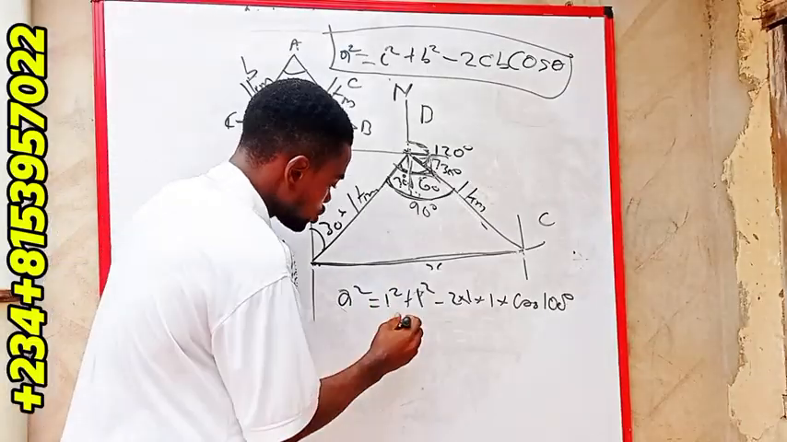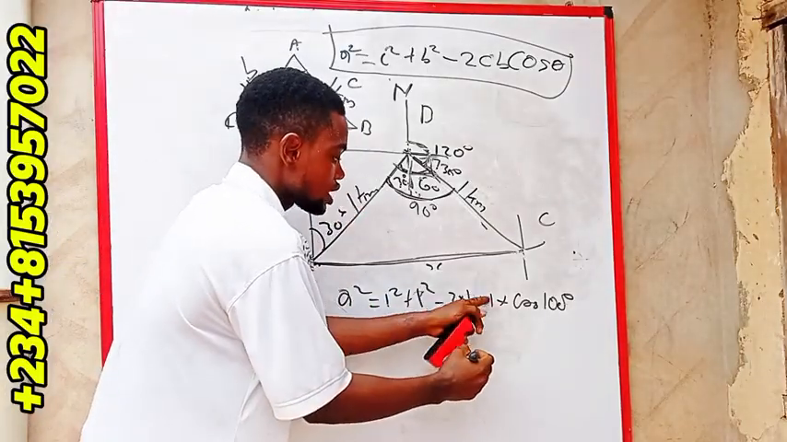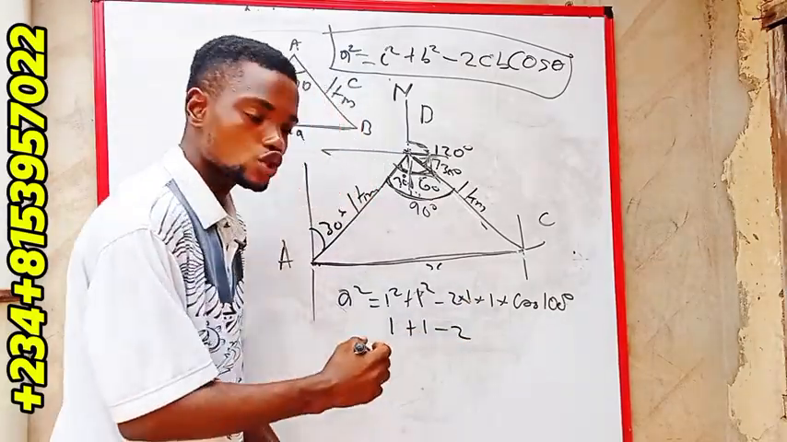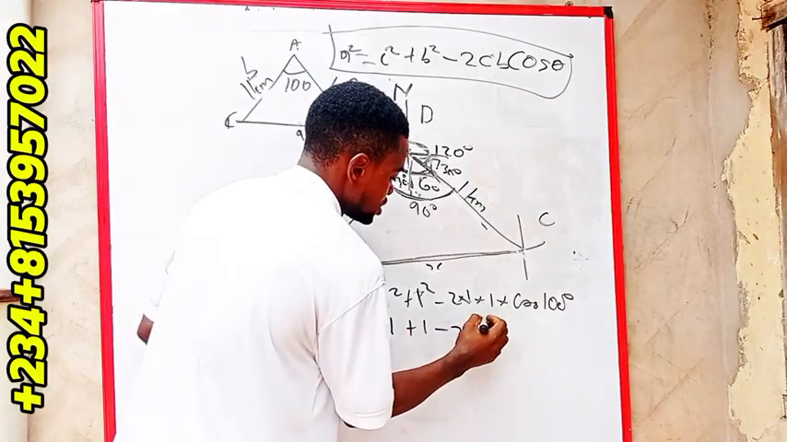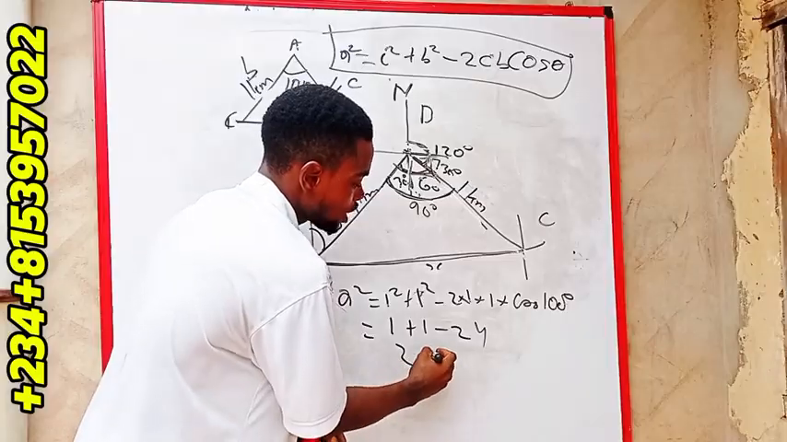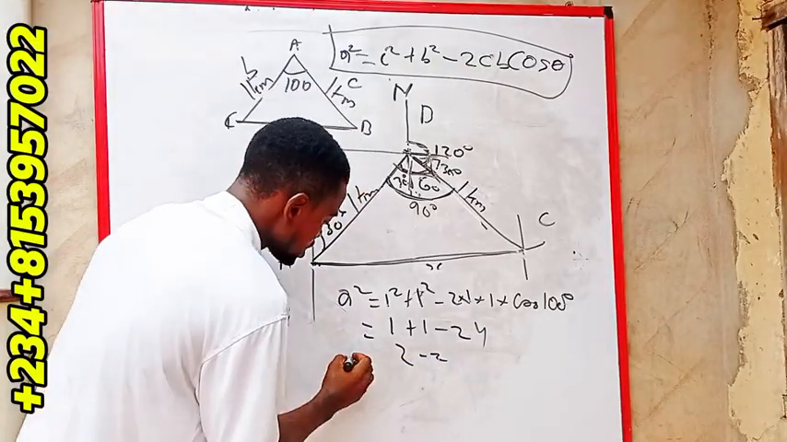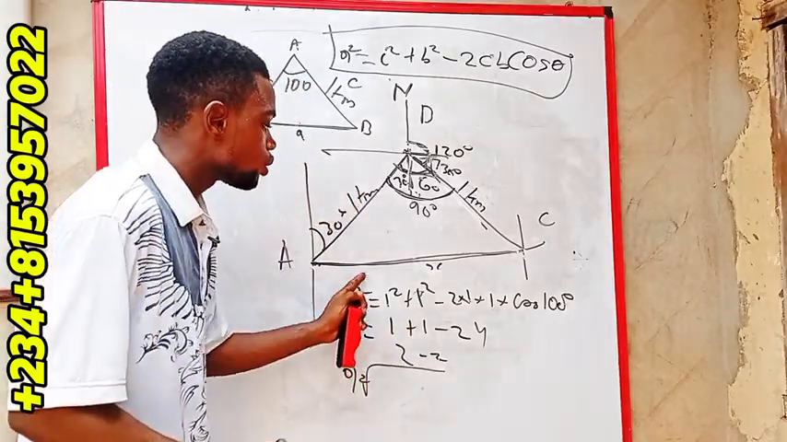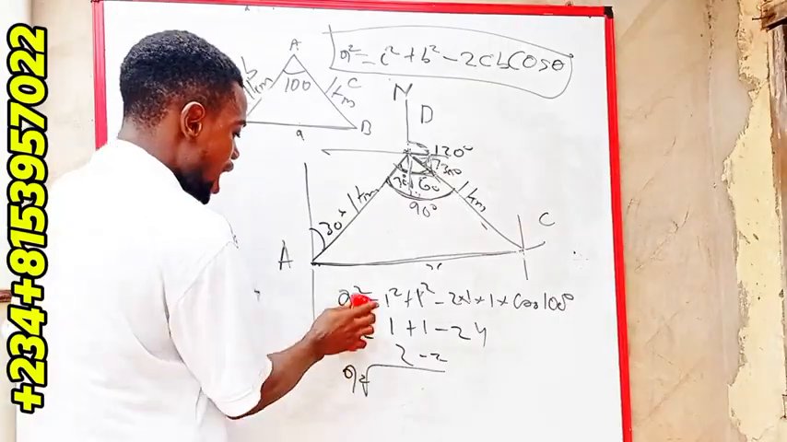Now square this, still going to give you 1 plus 1. This time, 2 times 1 times 1 is also going to give us 2. Whatever cos 100 is on your book, you also write it here. When you do this plus this, it gives you 2 minus 2 times whatever this cos is. You minus it, and at the last point, you root both sides. You are getting your what? Your distance. Are you getting me?